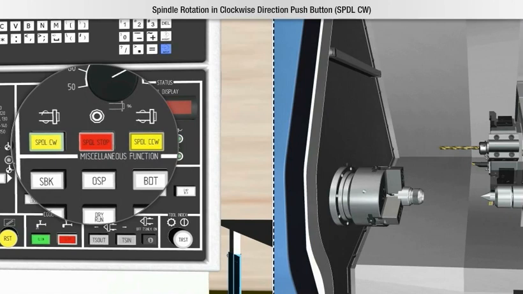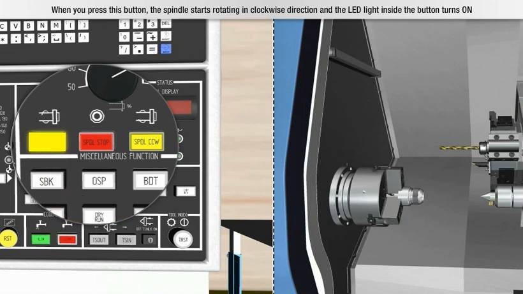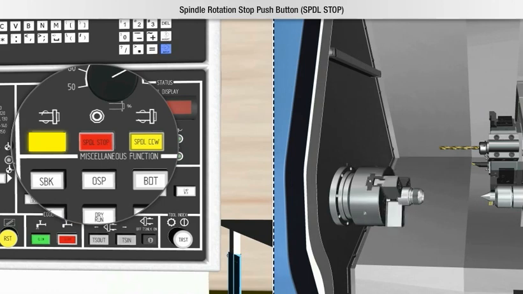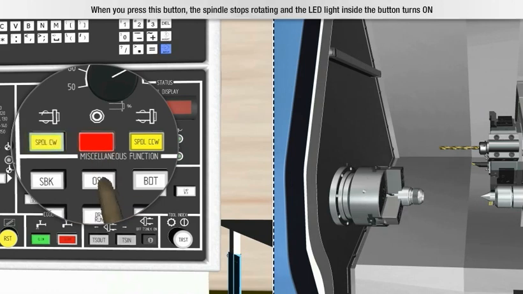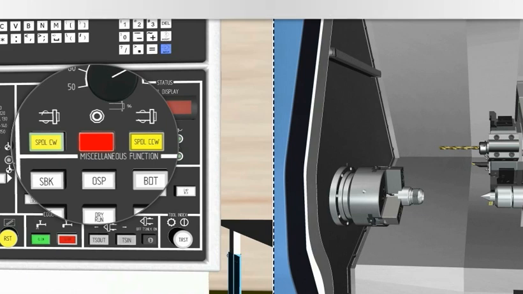Spindle rotation in clockwise direction push button. When you press this button, the spindle starts rotating in clockwise direction, and the LED light inside the button turns on. Spindle rotation stop push button. When you press this button, the spindle stops rotating, and the LED light inside the button turns on.